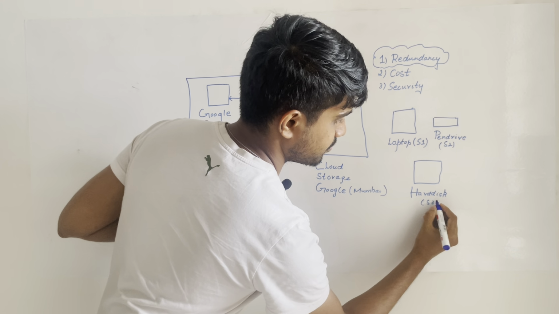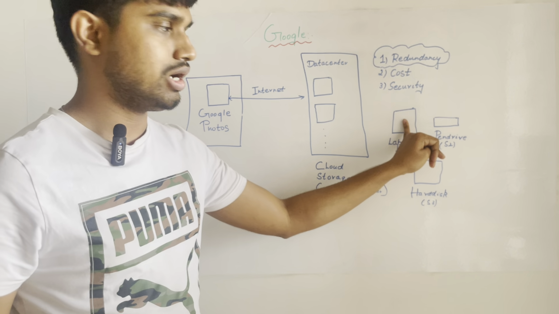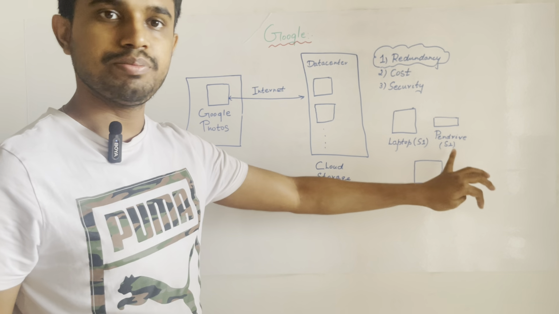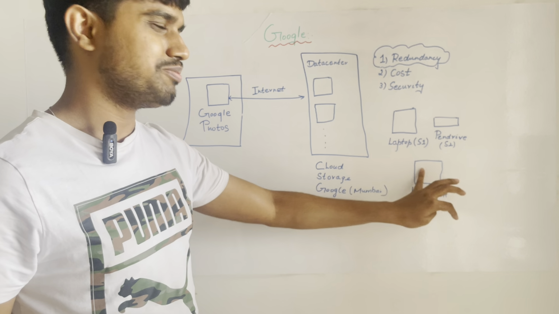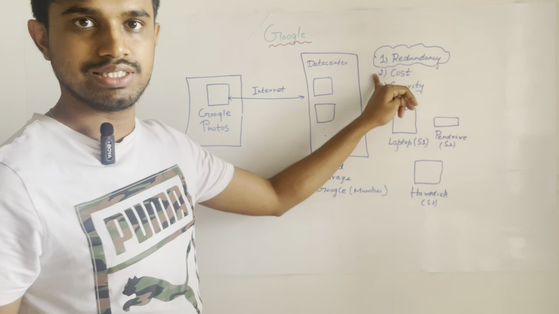Which is storage 3. So basically what I am doing is I am copying the same data or video across multiple storages, which is independent of each other. So this replication is called, or another term is, redundancy.